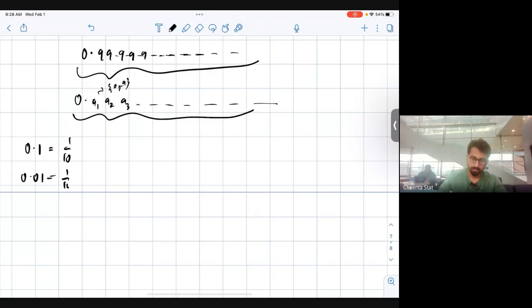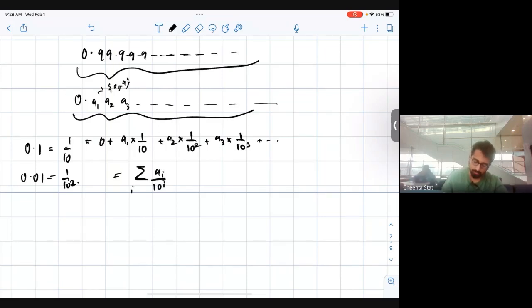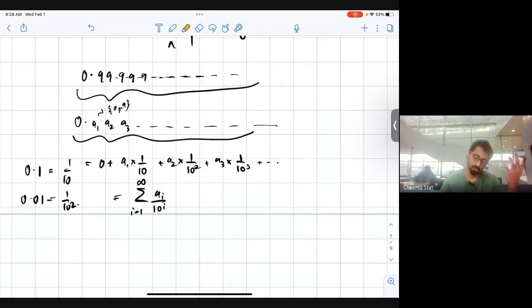1 by 10 square, right? So this is nothing but 0 plus A1 times 1 by 10 plus A2 times 1 by 10 square plus A3 times 1 by 10 cube. Therefore you can write it as the summation of Ai by 10 to the power i, from i equals 1 to infinity. All of you agree with this, guys? This is very important. This is what you have done in class 7, 8. Probably you have forgotten, but this is very important to understand. Did you understand this?